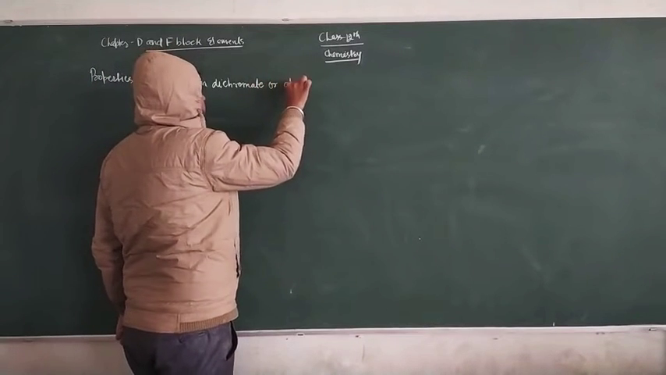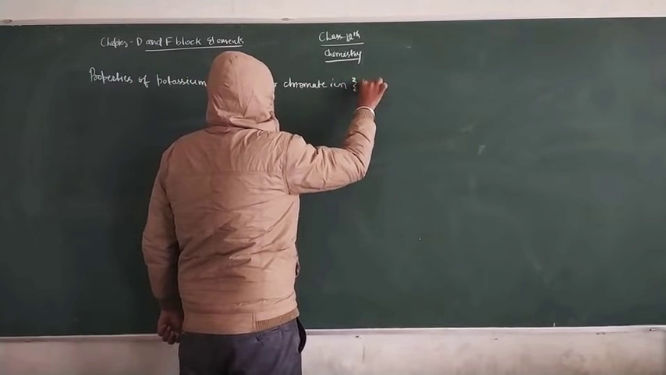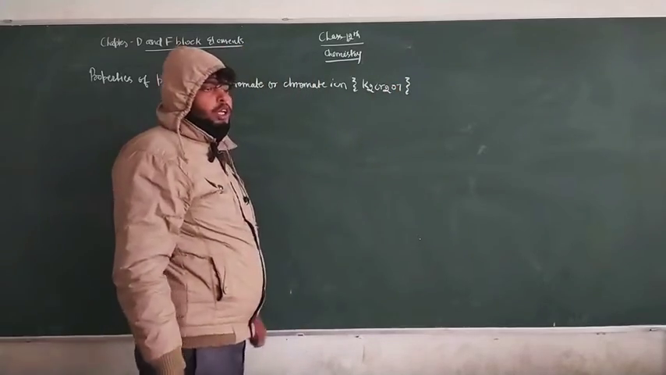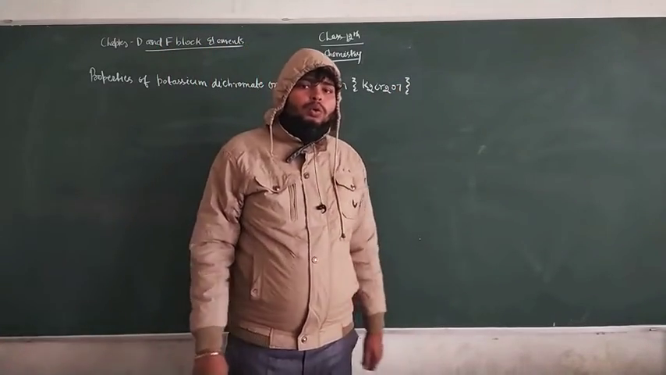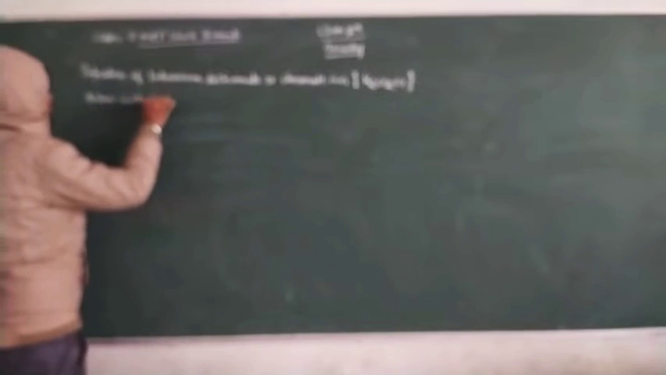Properties of potassium dichromate or chromate ion. K2Cr2O7 is its molecular formula. Now we have to discuss the action with base.